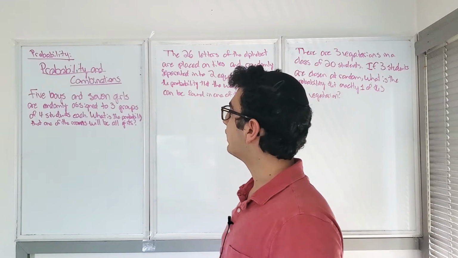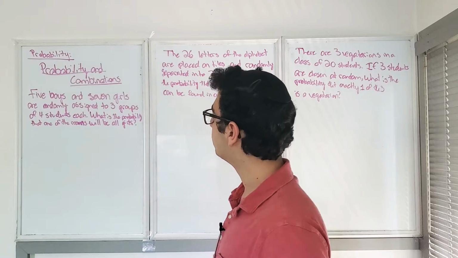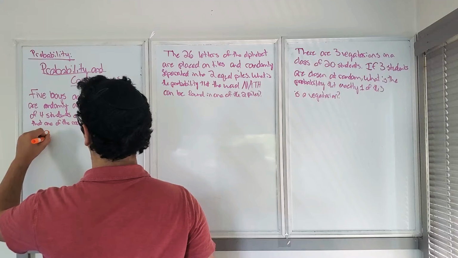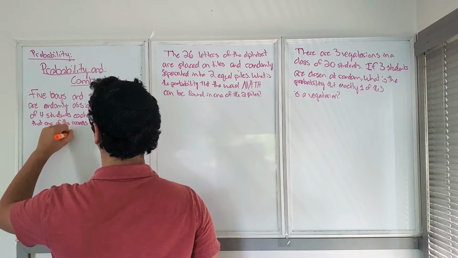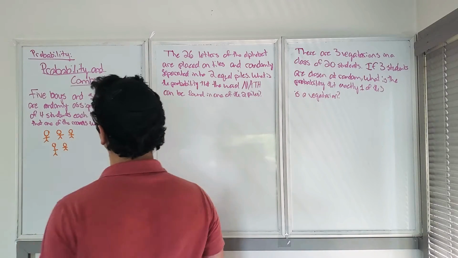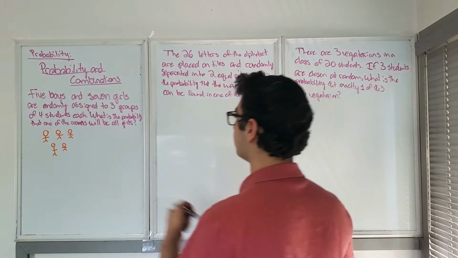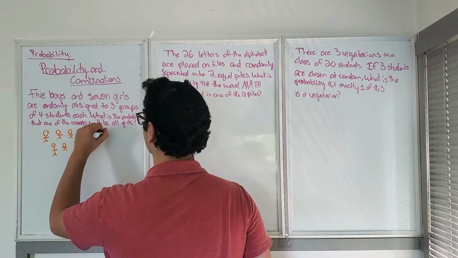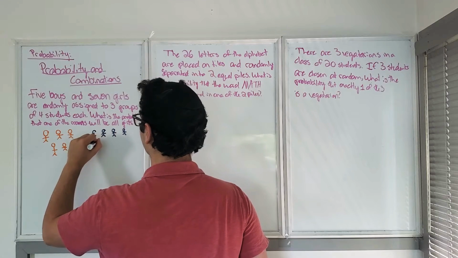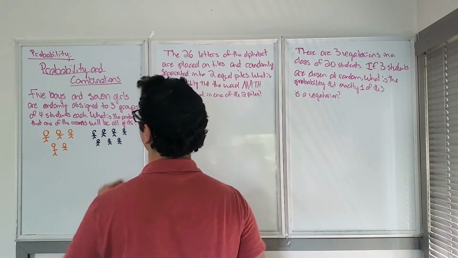5 boys and 7 girls are randomly assigned to 3 groups of 4 students each. What is the probability that one of the rooms will be all girls? So we've got 5 guys, and then here's 7 girls. These are just random colors. I'm not trying to make a statement or anything. 1, 2, 3, 4, 5, 6, 7.